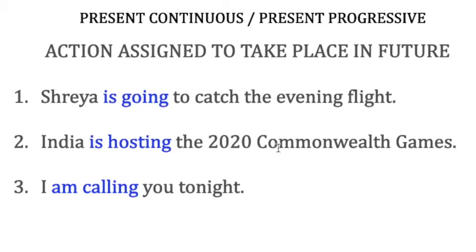India is hosting the 2020 Commonwealth Games. Now today it is 2019. Say for instance in 2020 the Commonwealth Games are going to get started. Now at this point in time you're telling as information, India is hosting the 2020 Commonwealth Games. So this is what you're talking about, the future event in this present situation. So you use present continuous tense. I'm calling you tonight. I'm calling is present continuous, but it's about a future event. Present continuous, but about the future action. I'm calling you tonight. Understood?